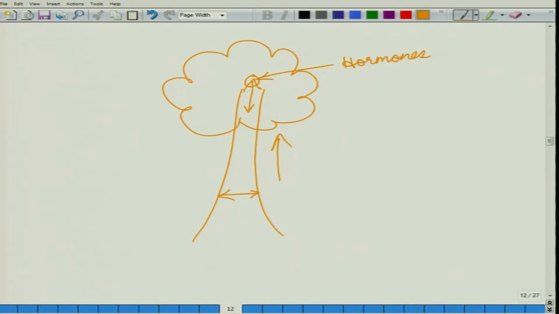Now, because these growth substances called hormones originate in the crown or at the top end of the tree and then they are distributed down and around the bole or the stem, then the impact of these hormones would naturally give us the tree form.